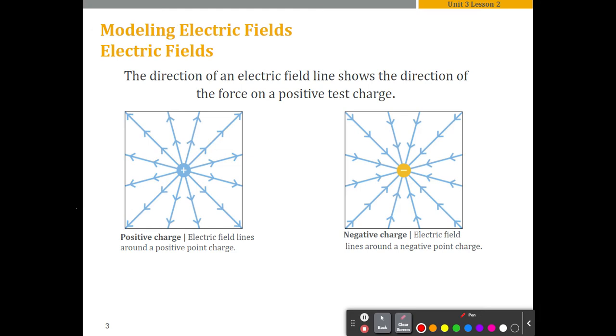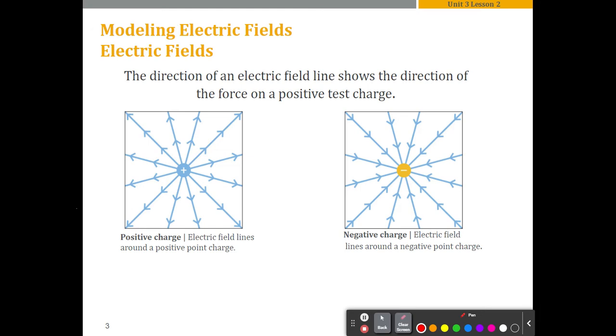Well, they point in the direction where, if you took a positive test charge and put it in that electric field, which way would it move? Which way would the force be acting on it? So if you take a positive test charge and put it near a positively charged object, it's going to have a force pushing it away. So we draw arrows pointing away from the positive charge.